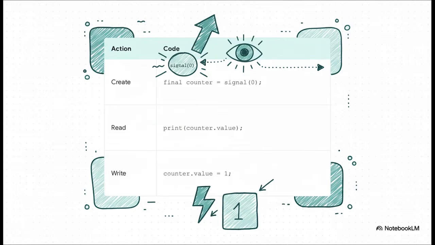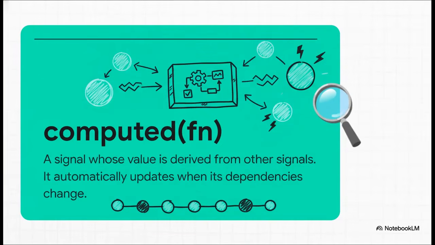So simple, so readable. Now, this is where the real magic starts to happen, with computed. A computed signal doesn't have its own value. Instead, it calculates its value based on other signals. You give it a function, and it's smart enough to figure out which signals you're using inside. Then, whenever one of those signals changes, the computed value just updates itself.